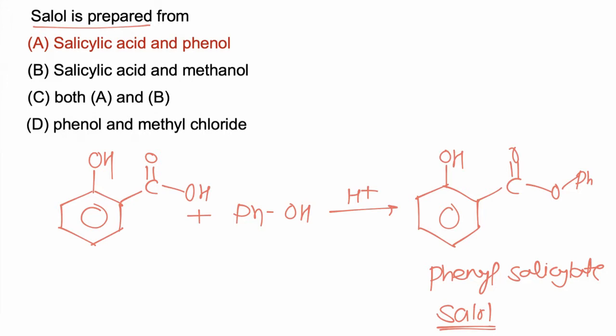used as internal antiseptic. Along with antiseptic, salol is also used for manufacturing of various types of polymers, adhesives, waxes and polishes, and hence correct answer is A, salicylic acid and phenol.